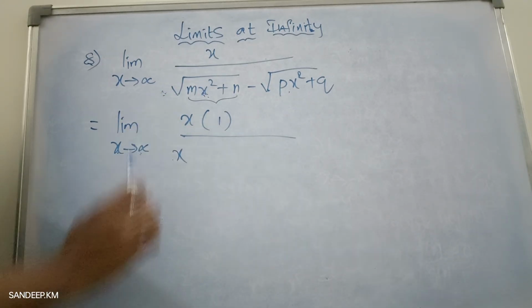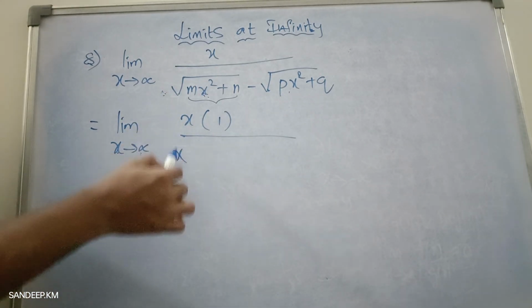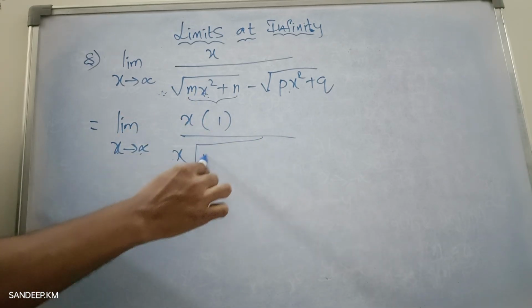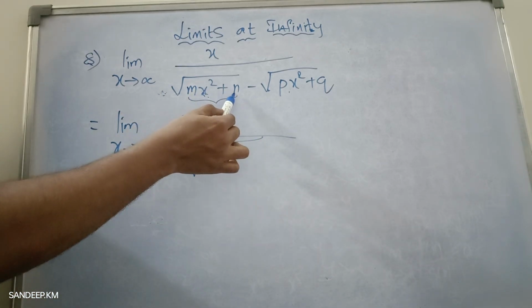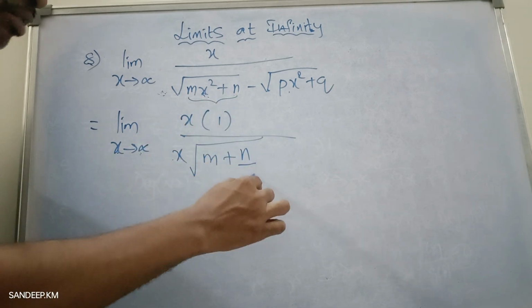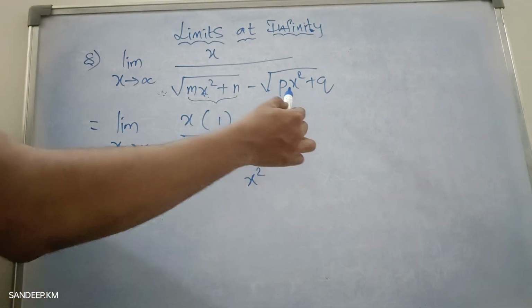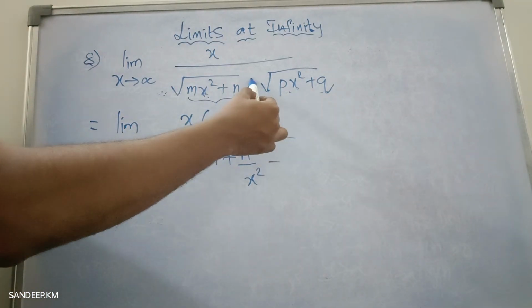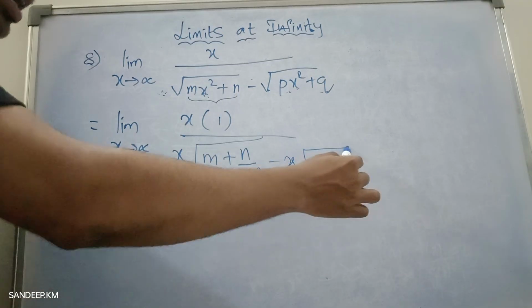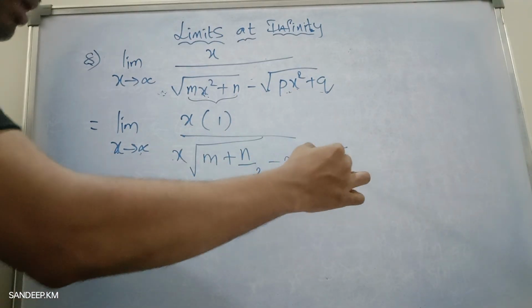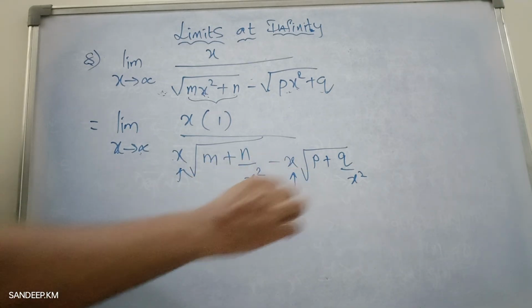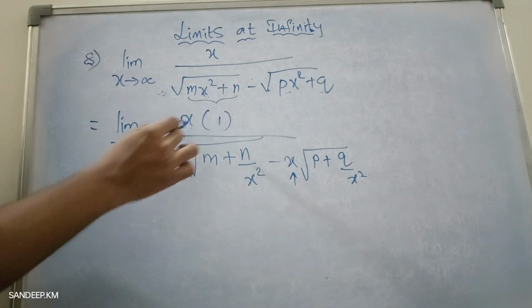Okay, fine. X square comes outside, okay na? And it becomes x. So the square root of x square went outside na. So here m is remaining. But here x square is not there, but still I took x square common. Then n becomes n by x square. Same story, minus. In these two terms also I will take x square common outside. When x square comes outside the root, it becomes x into square root of p plus q by x square. Now here and here we can take x common and I can cancel with this x.